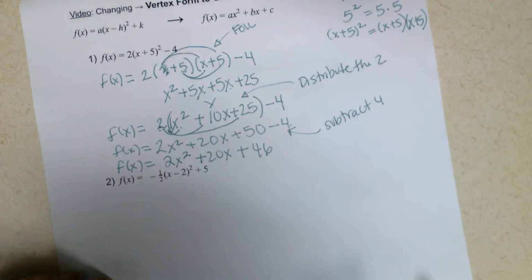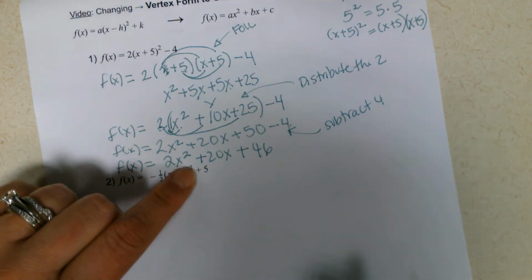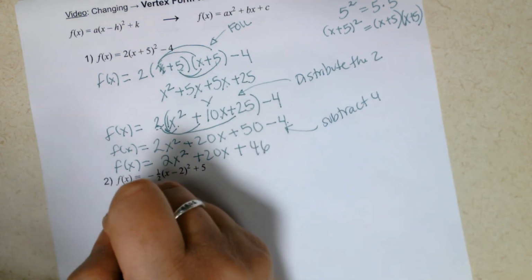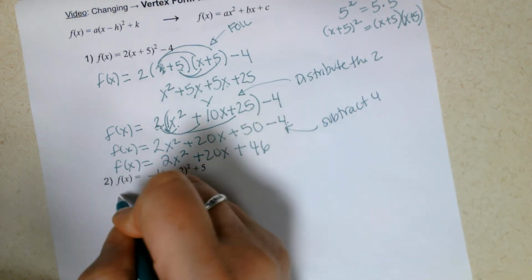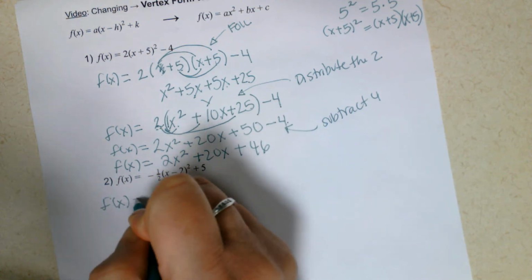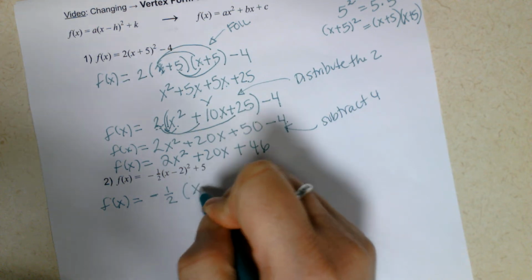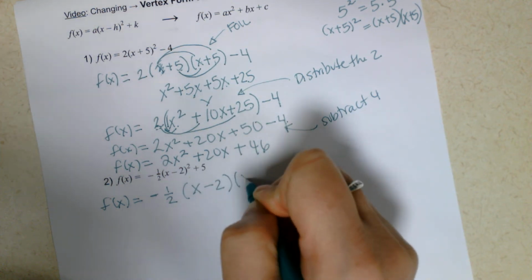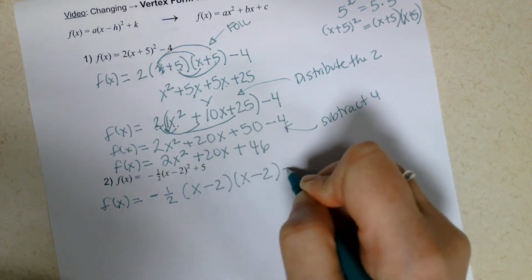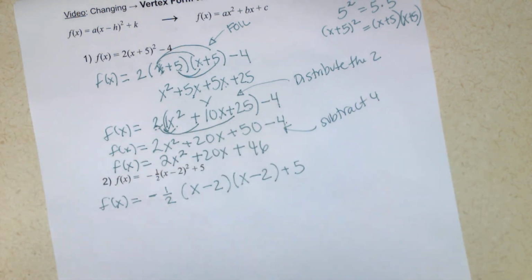f of x equals negative 1/2 times the quantity x minus 2 squared plus 5. So, do we distribute this 2? No, we have to write this out. This is really negative 1/2 times (x minus 2)(x minus 2). You have got to write it out.